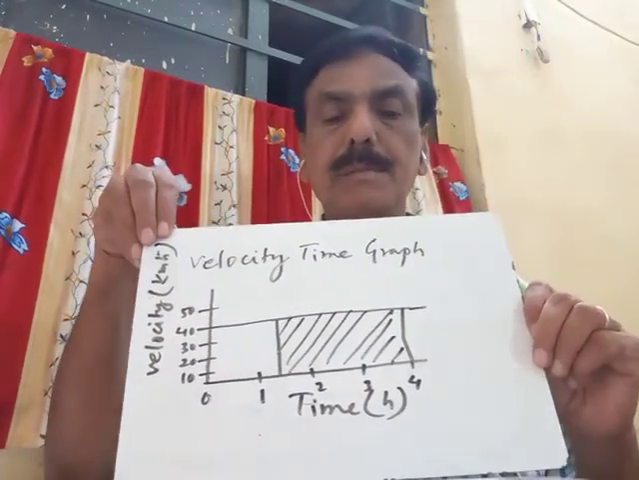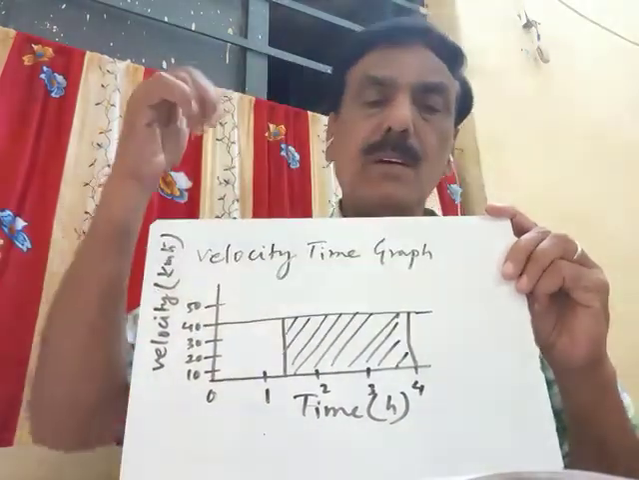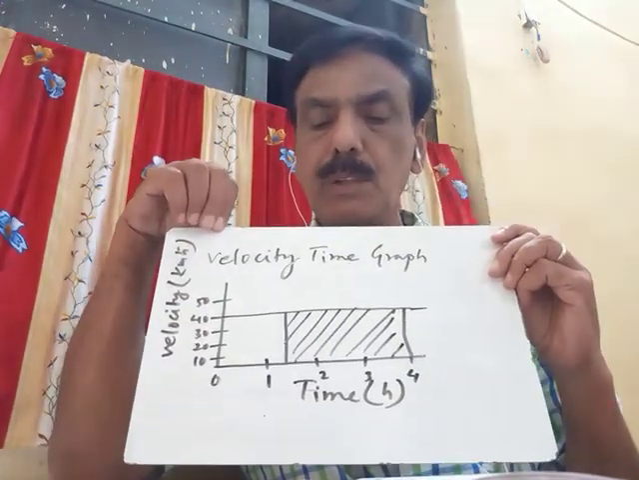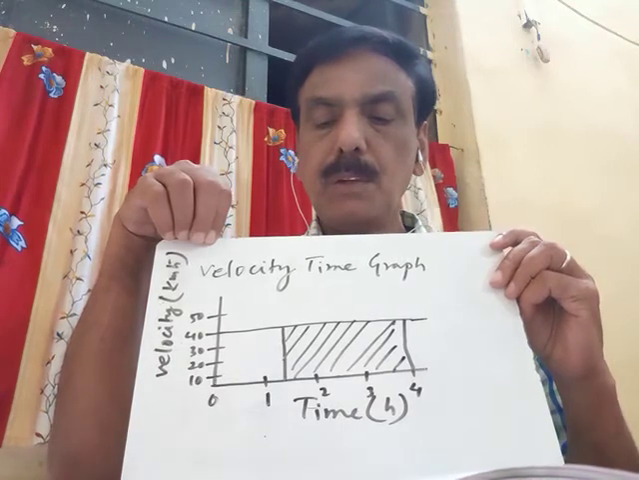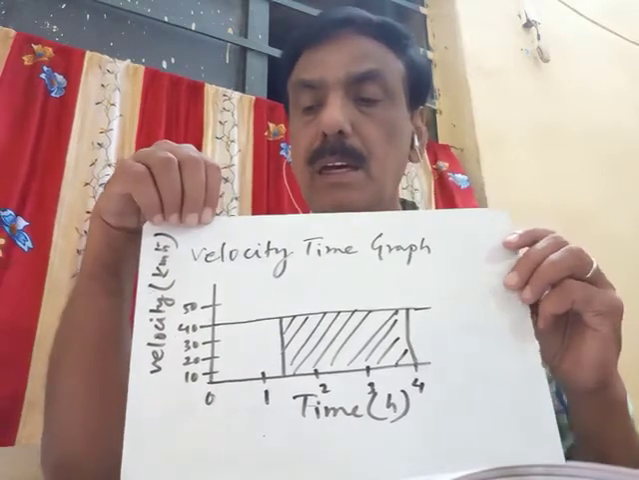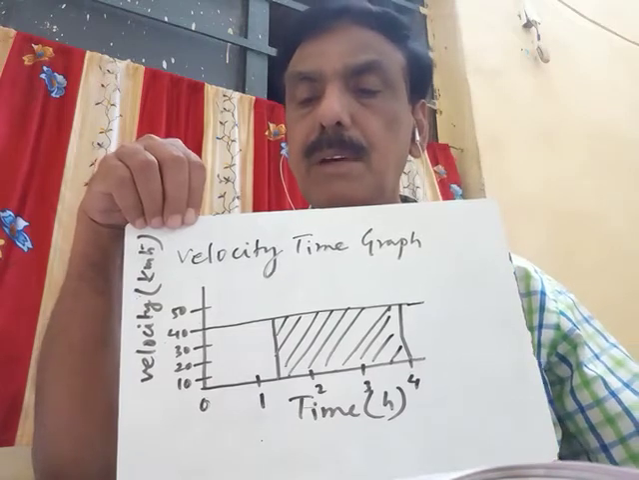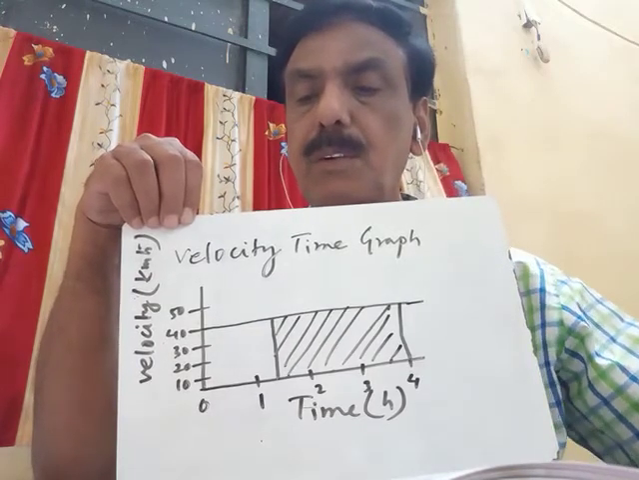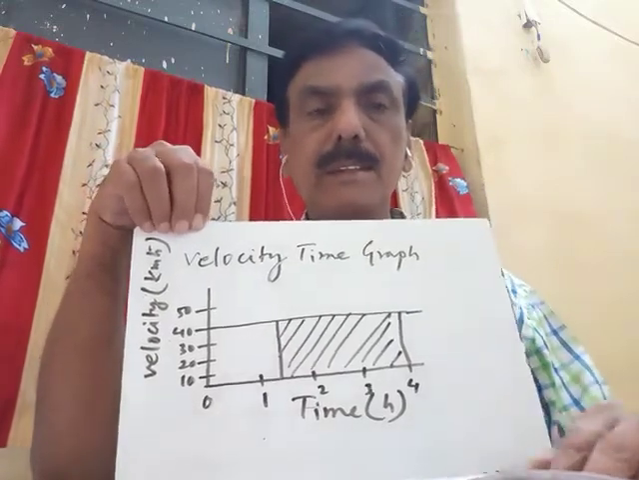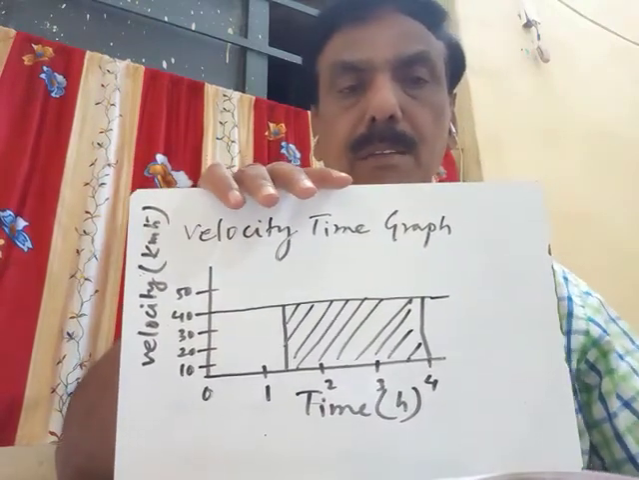This is a velocity time graph. Look, the graph is a straight one, and this is uniform motion. This is the velocity time graph for a uniform motion of a car. The velocity time graph gives the displacement of an object moving with uniform velocity. The x-axis has the time and the y-axis has the velocity.